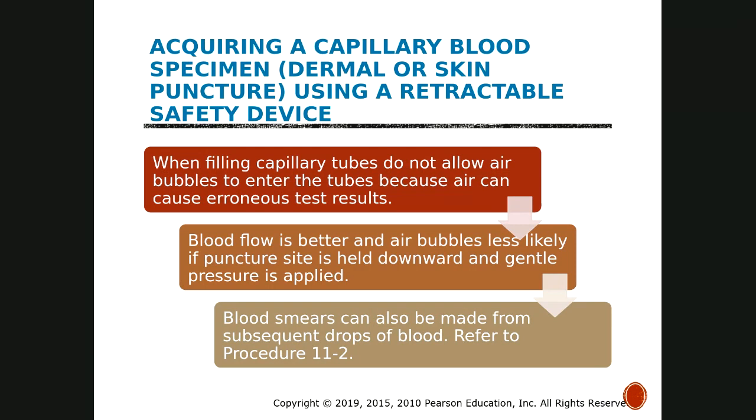So when filling capillary tubes, do not allow air bubbles to enter the tubes because air can cause erroneous test results. Blood flow is better and air bubbles are less likely if the puncture site is held downward and gentle pressure is applied. We don't want to put our hand above our heart because it slows down blood flow. Blood smears can also be made from sequential drops of blood. Refer to procedure 11.2 in your textbook.